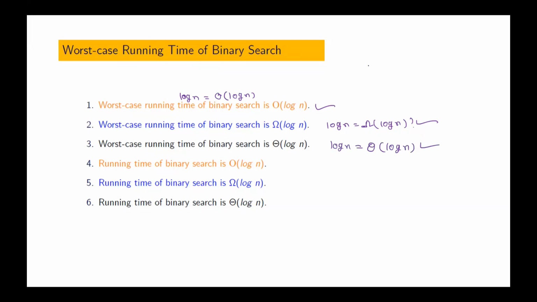If I say that the worst case running time is big O of n square, is this true? Worst case running time of binary search is big O of n square. Is that true or not? True, sir. Yes, it is true, but nobody writes it this way. Similarly, worst case running time of linear search is big O of n. Is this true? This is also true.